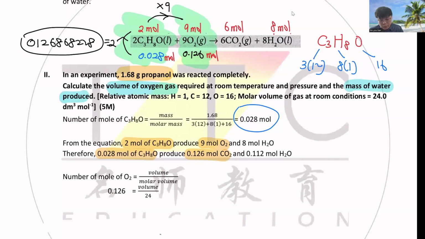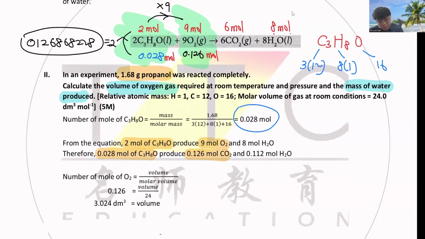So you calculate the volume. 0.126 times 24, you get the volume equals to this. Okay, I get this idea. Okay, good. Then the next one.